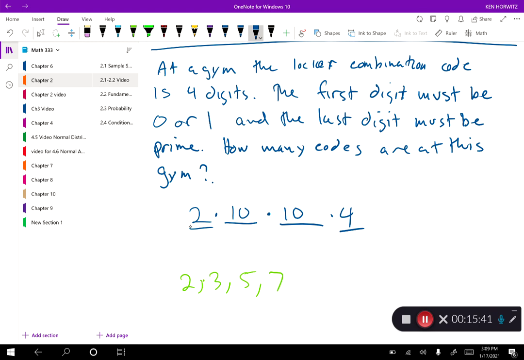All right, and basically what we say is that the fundamental counting rule says if we just multiply these together, we'll get the same number as if we wrote out the sample space. When we multiply these, 4 times 2 is 8, 10 times 10 is 100, so it looks to me like 800 possible codes.